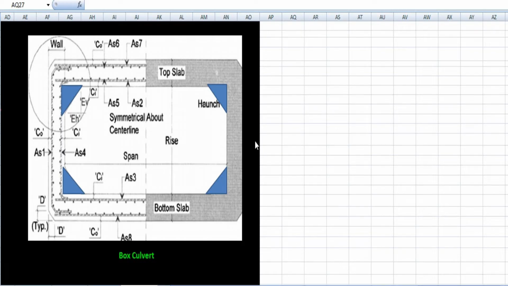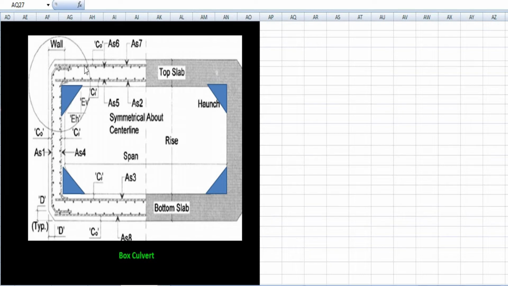Today we will see how we can calculate the hunch bar cutting length. As we already know, the hunch bar is regularly used in a box culvert. While we are constructing a box culvert, it is very much necessary to provide the hunch bars at the corners of the box culvert. So today we are going to discuss how we can calculate the cutting length of the hunch bar. So let's start the topic.